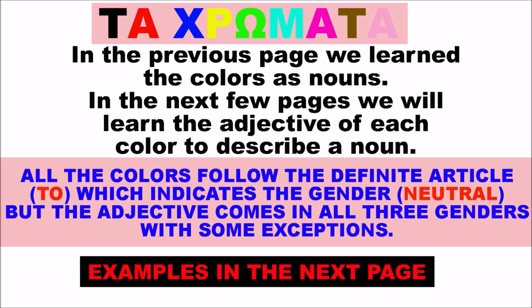In the previous page we learned the colors as nouns. In the next few pages we will learn the adjective of each color to describe a noun. All the colors follow the definite article το, which indicates the gender neutral, but the adjectives come in all three genders, with some exceptions. Examples in the next page.